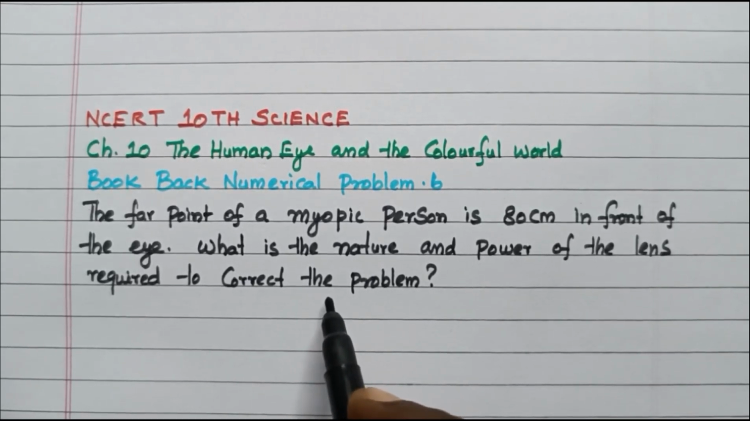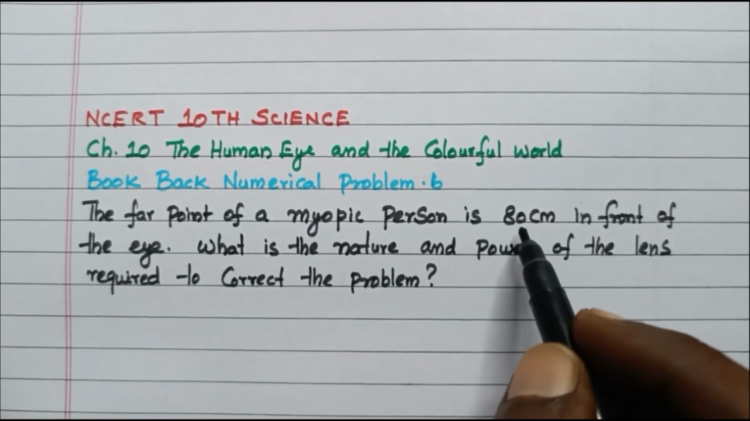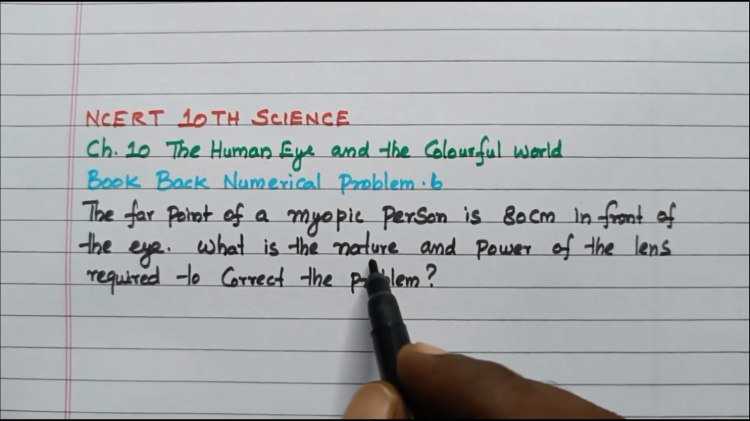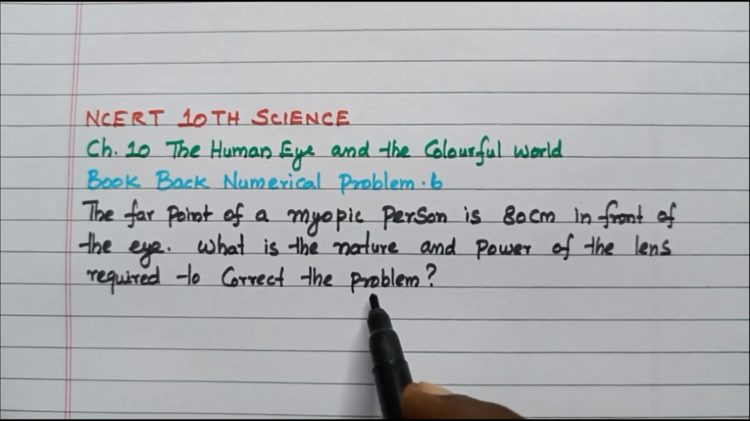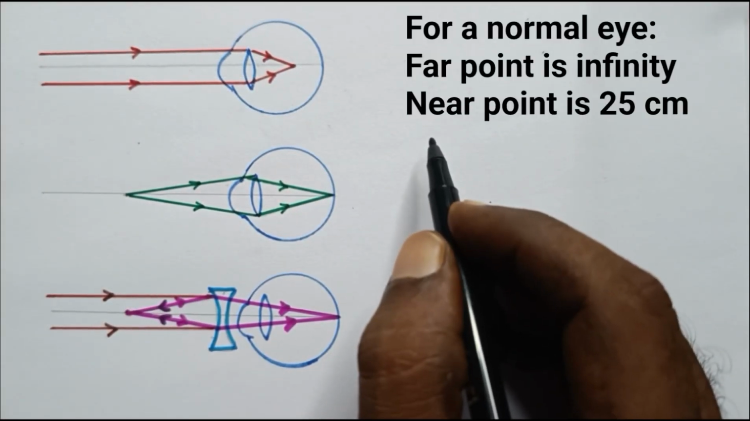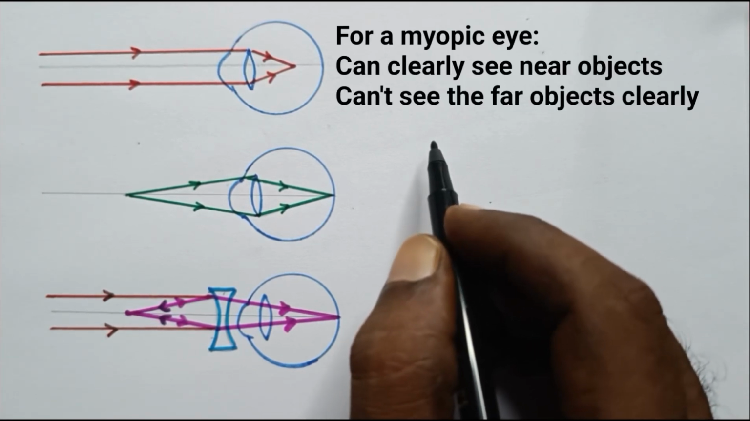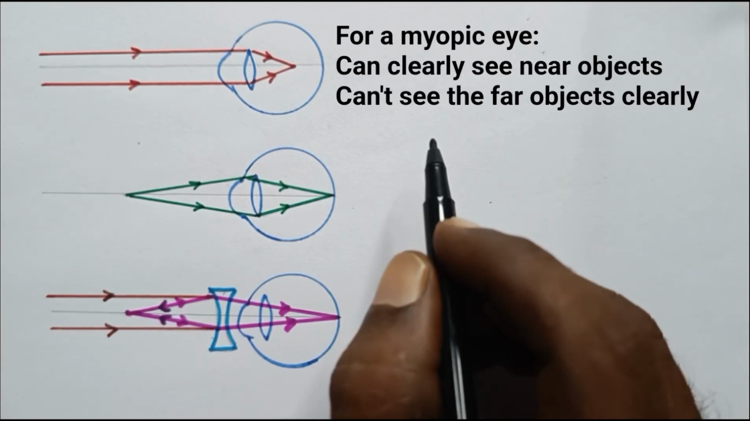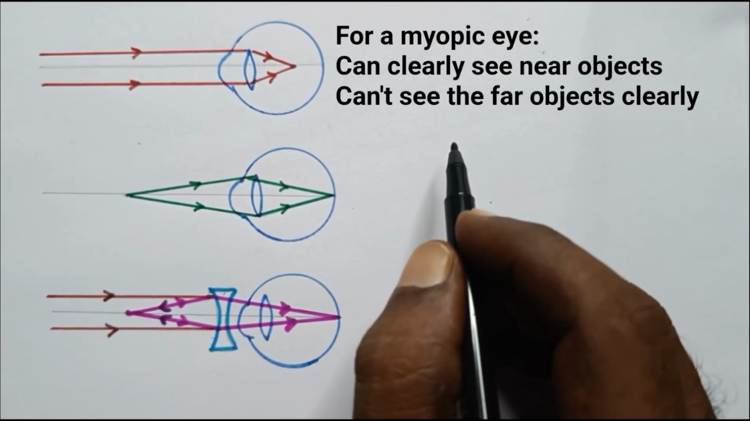In this problem, it is given that far point of a myopic person is 80 cm. What is asked? We have to find the nature and power of the lens required. Now let us see how to solve this problem. For a normal eye, the near point is 25 cm and the far point is infinity. If a person is suffering with myopia, then he can clearly see the nearby objects. He cannot see the far objects clearly.